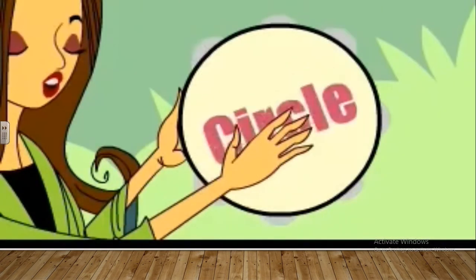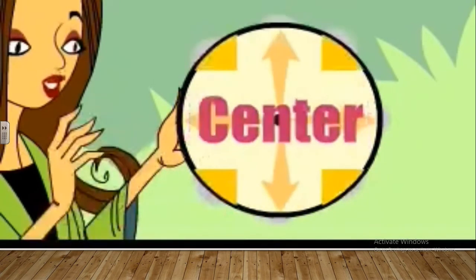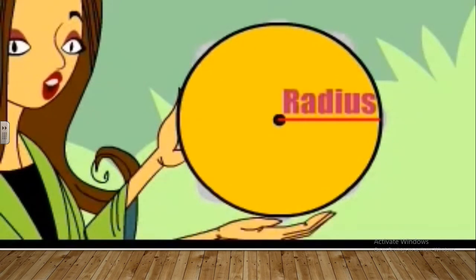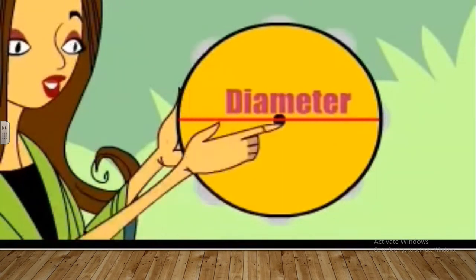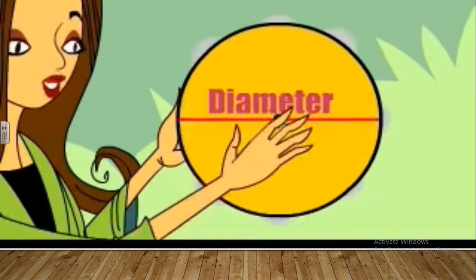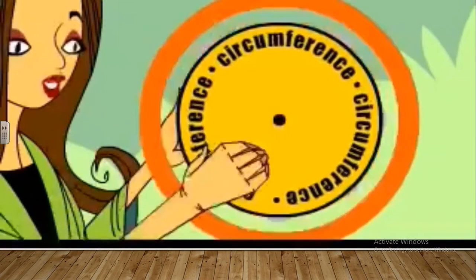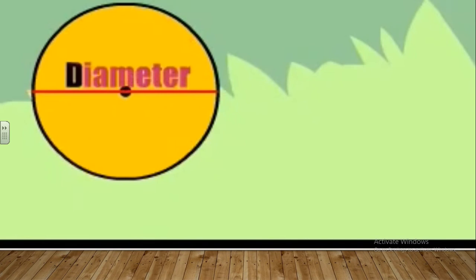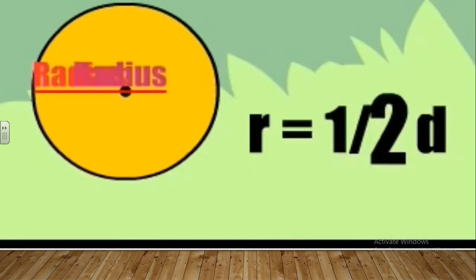A circle is a shape with all points on the circle the same distance from the center point. A radius is a straight line from the center to the circle's edge. A diameter is a line across the endpoints of a circle that passes through the center point. A circumference is distance round the circle. Diameter D is twice the radius. Radius R is half the diameter.